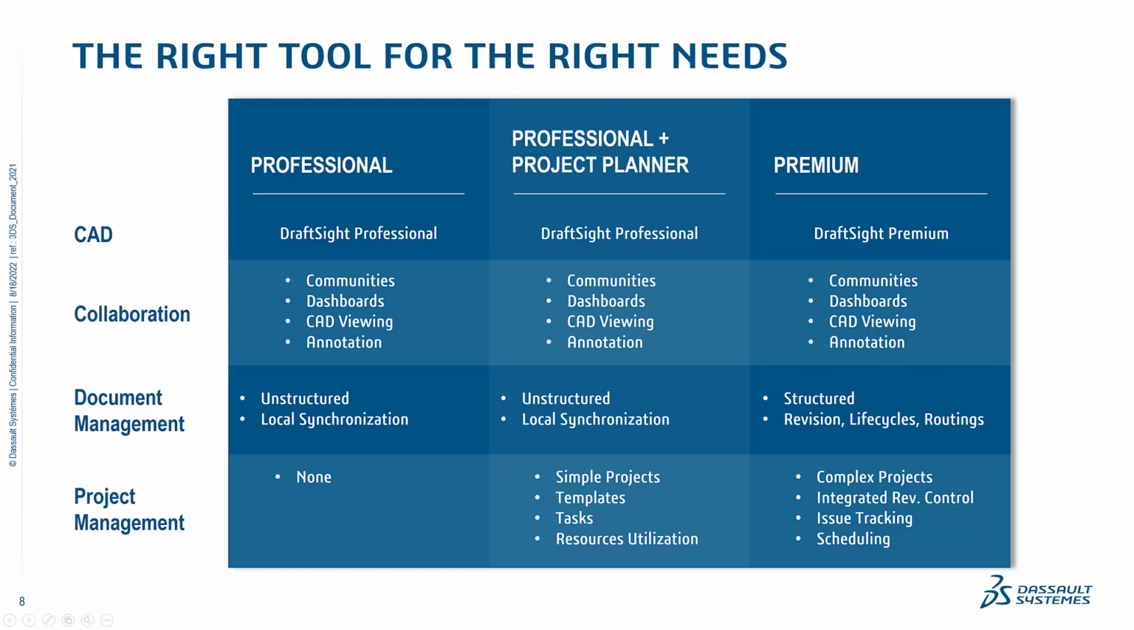On the left is unstructured collaboration with DraftSight Professional. That is for those that do not need project management or structured document management. On the right is adding the formal process of change management, revision control, and life cycles all into a project management architecture with Premium. Today, we are going to show the middle option, where you can keep your collaboration with your team unstructured but with a formalized project management process. This allows you to track tasks and resource utilization and enable visibility across the team.